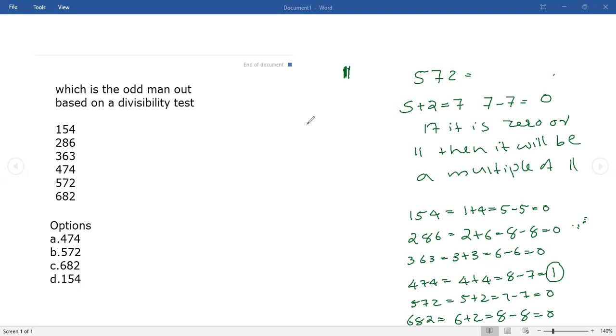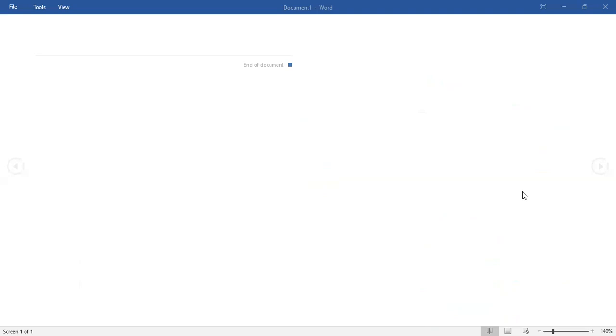So we have got the ideas for 2, 3, 5, 9, and 11. So you can expect the questions which are based on these 5 numbers: 2, 3, 5, 9, and 11. Whether it is clear? Yes, sir. Okay. Any doubt? So we are moving forward, proceeding further.